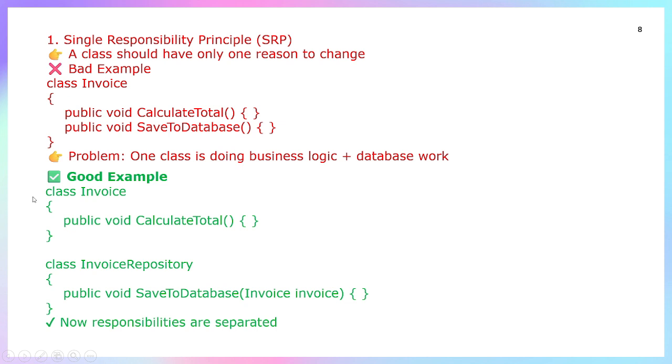That is not good. What we should do is create a class Invoice with public void CalculateTotal, which is what the invoice represents, and a separate class with public void SaveToDatabase, so the invoice value can be saved from there. Here you can see each class has only one responsibility, right? A class using two kinds of methods inside is not the good way. In a class we should have only one responsibility, right?